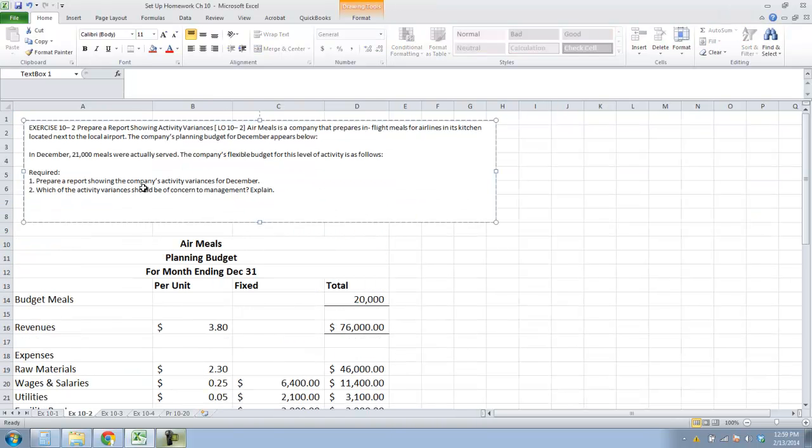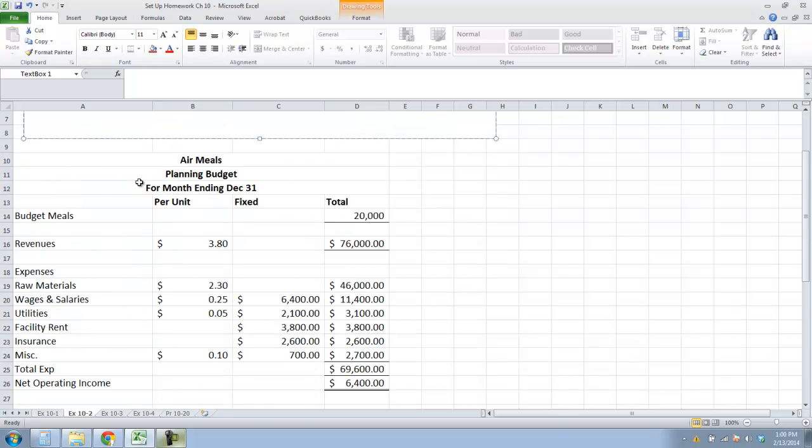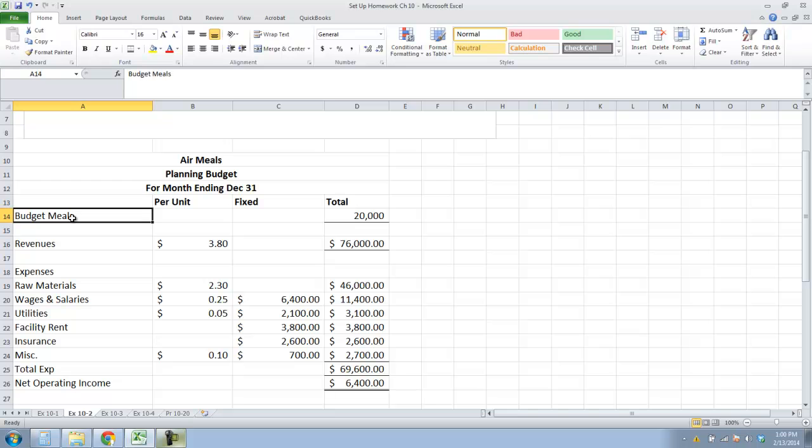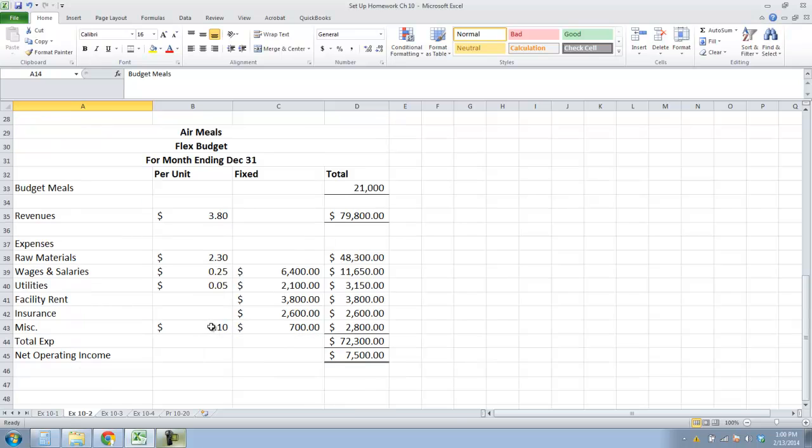We're going to move on to exercise 10-2. This is where the company is showing activity variances. Air Meals is a company that prepares in-flight meals for airlines in its kitchens located next to the airport. The company's planning budget for December appears below. In December, 21,000 meals were actually served. The company's flex budget for this level of activity is shown below. Required: prepare a report showing activity variances for December. So this information was given in the book. The budget, this is their planning budget. This is their flex budget.